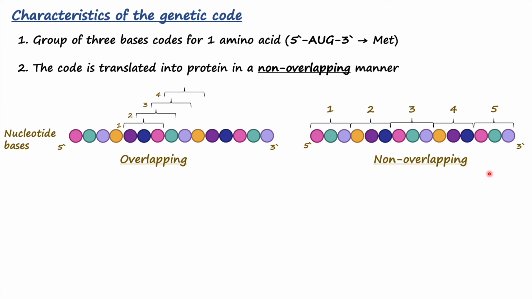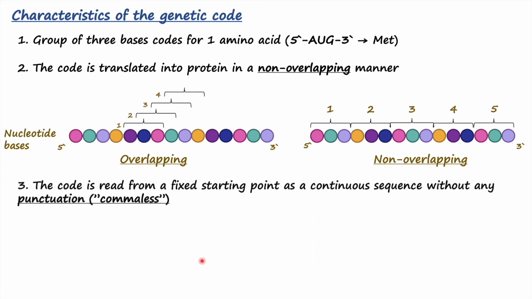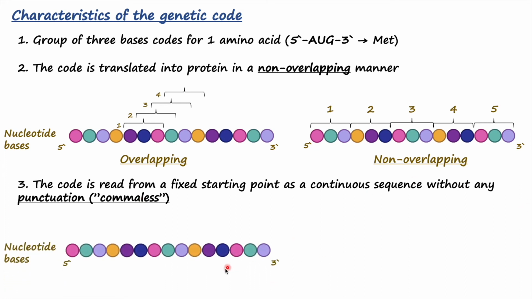It should be read continuously, not in an overlapping manner. Now third, the code is read from a fixed starting point as a continuous sequence without any punctuation or any comma. What I mean by that is, suppose here we have nucleotide bases, and suppose this is our first triplet, and then you miss this nucleotide base, and then this is our second triplet. So this is called a comma, because we are missing one nucleotide base here.